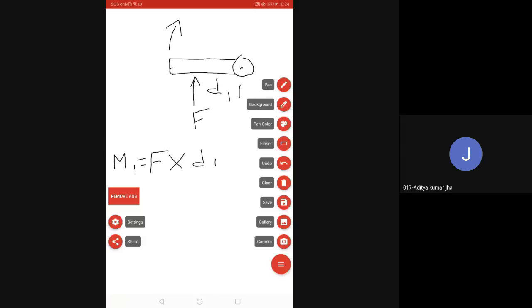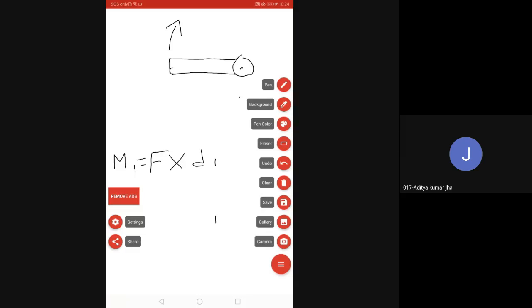If F has some value and d1 has some distance, the unit of moment of force will be Newton meter, isn't it? So moment of the force is Newton meter. Now, to increase the effect of the moment, not force, we have to change the position of the force, isn't it? If we change the position of the force, the value of the moment will change.